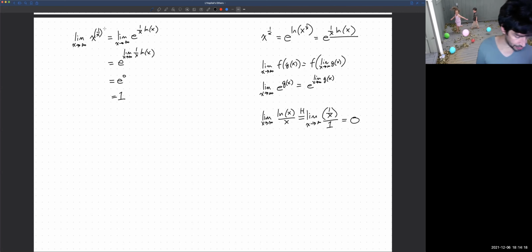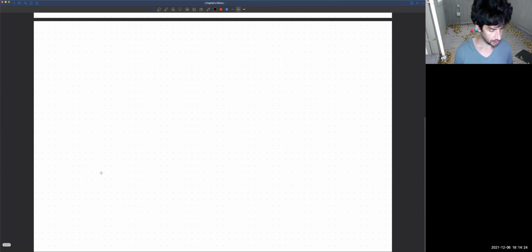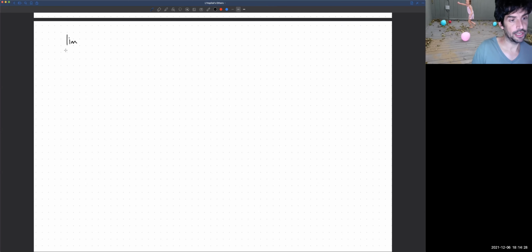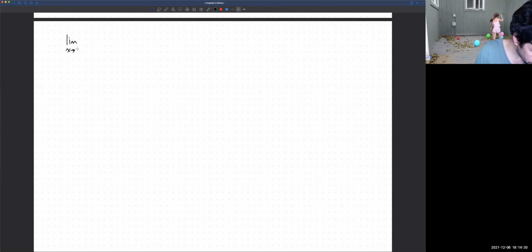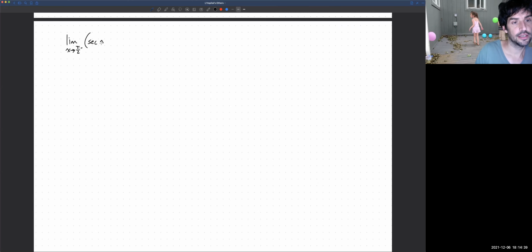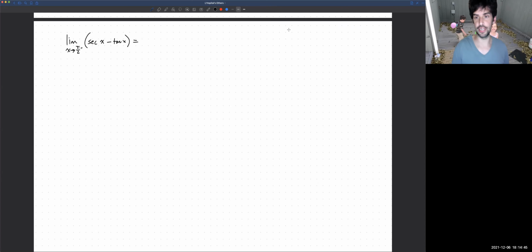All right, let's do one more example. I think that'll be good. Another kind of indeterminate form. The limit as x goes to pi over 2 from below of the secant of x minus the tangent of x. Okay. Well, let's just take a quick look.